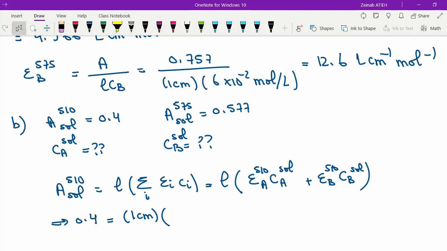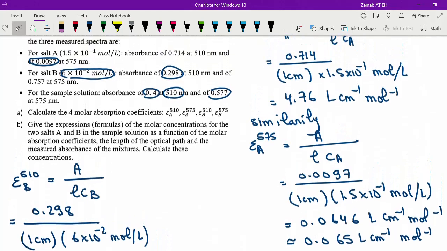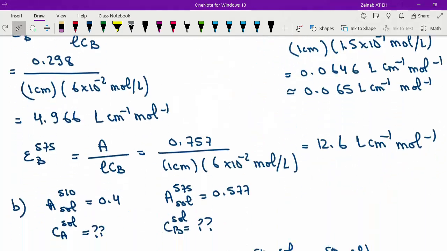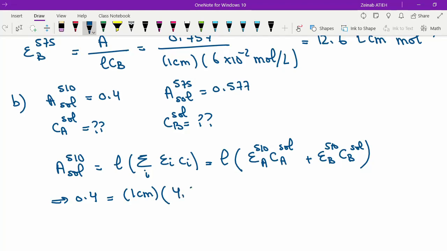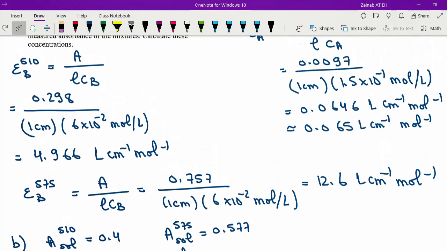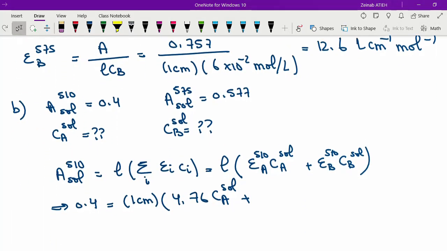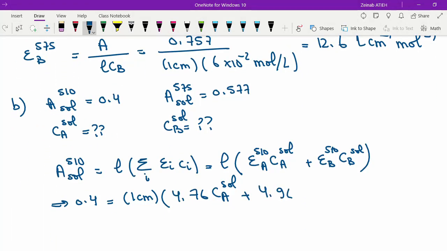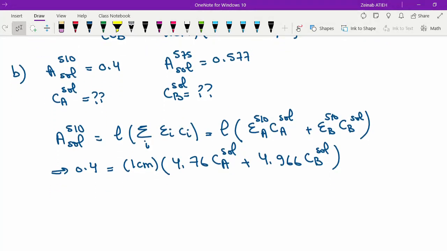Epsilon A, we have found it above, here it comes out 4.76, times the concentration of A in the solution, plus the second one, the epsilon of B at 510, which is 4.966, times the concentration of B in the solution. Okay, so we have everything. You can multiply them or just keep them like this. It's okay. So now let's do a second equation.